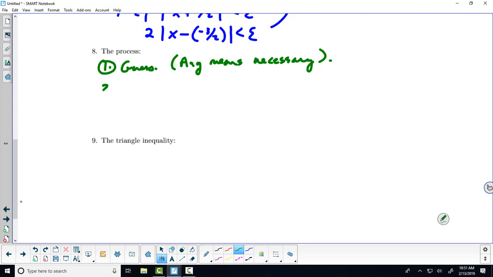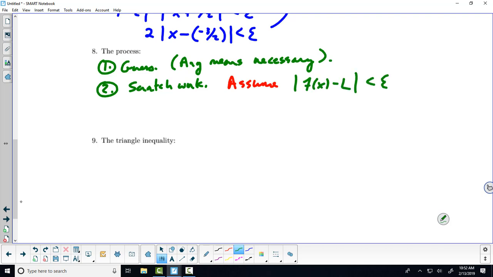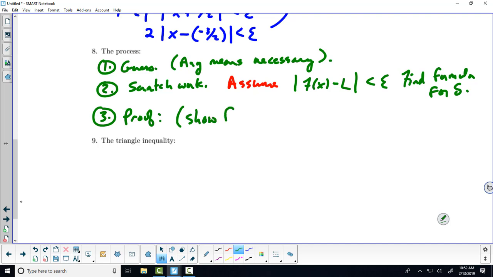So the next step is your scratch work. The key part to that is that you go ahead and you assume that the absolute value of f of x minus L is less than epsilon. And then you find a formula for delta. Part 3 is your proof. This is what matters. And you're showing that your formula works. So that's the general procedure for doing this.